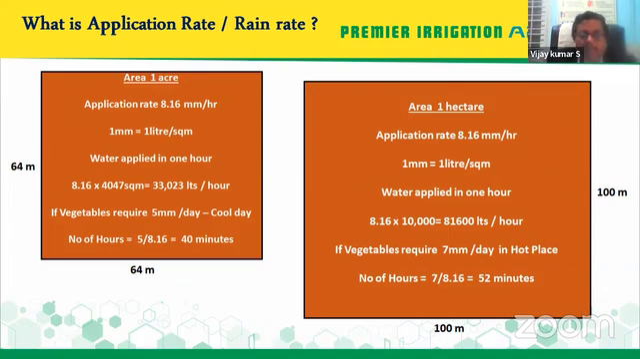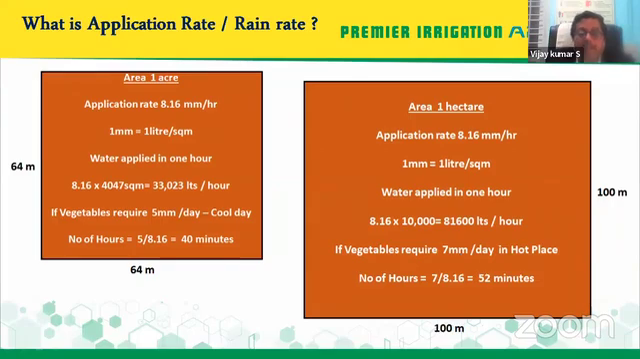Now I did this calculation. How is it useful to me? Now I know that I have, for example, let me take the first 1 acre. There is a vegetable, maybe a cabbage, requires 5 millimeters per day on a cool day. So from this application rate, I will be able to find out the number of minutes or number of hours I need to irrigate. How to do that? I know that I need to apply 5 millimeters per hour, and my product is going to give me 8.16. So 5 divided by 8.16 will give me 40 minutes. So that means to give this precipitation or application or the rain rate of 5 millimeters, I have to operate it for 50 minutes.